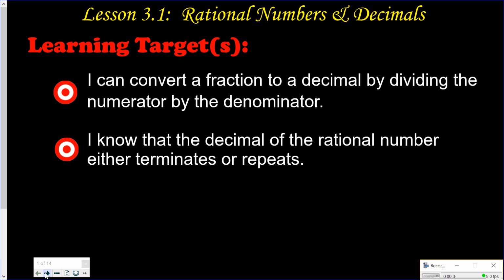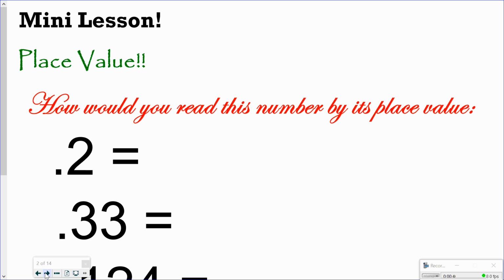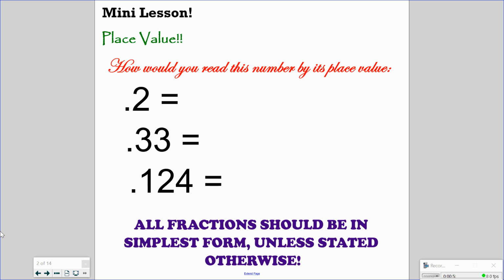What I want you to go ahead and write down is just the title now, 3.1, rational numbers and decimals. Okay, so before we get started today, we're going to have to know how to properly read numbers according to their place value. So we're going to do a mini lesson here on place value.